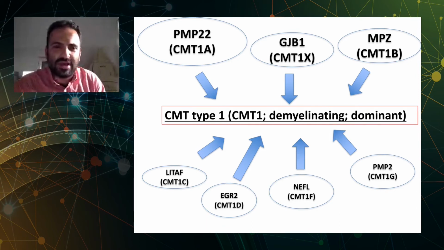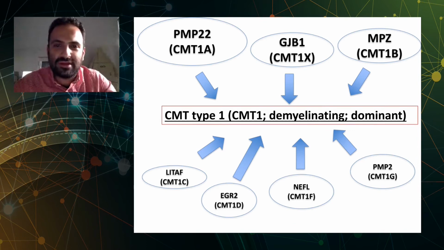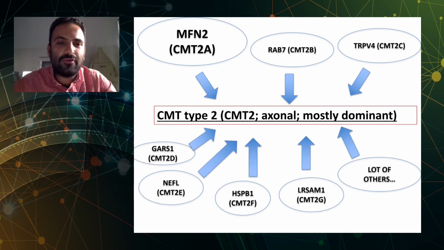GJB1, which produces X-linked Charcot-Marie-Tooth or CMT1X, CMT1B due to mutations in the MPZ gene, and a lot of other subtypes that have been named after the discovery of their specific genes. And for type 2 CMT, it's the same case. We have the most frequent gene, which is mitofusin 2, which produces the CMT2A subtype, but a lot of other genes have been discovered that produce this particular type. So most of them are transmitted in a dominant fashion.